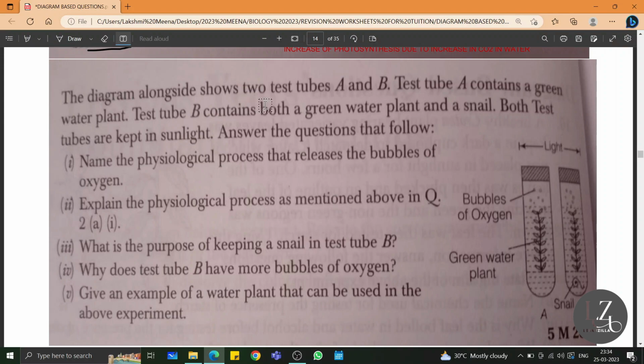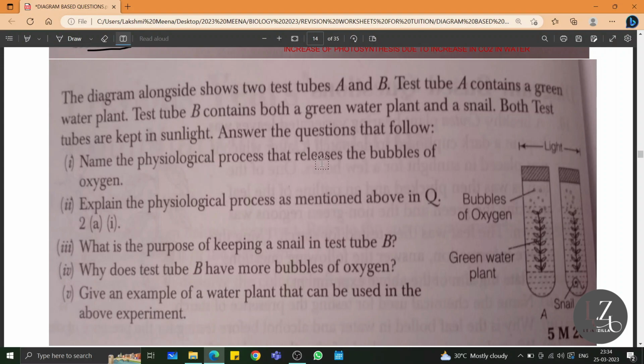The diagram alongside shows two test tubes A and B. A contains a green water plant and B contains a green water plant. Along with that, a snail is also placed. Both test tubes are kept in sunlight. So everything is the same, light is there, water is there, green plant is there, but what is additional in B? One snail is there. Okay, so now the questions.